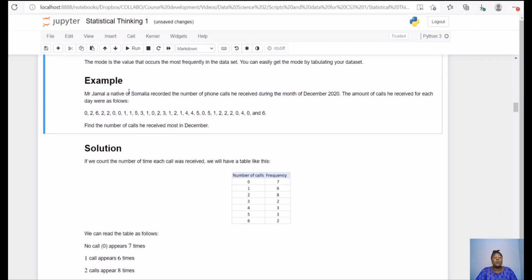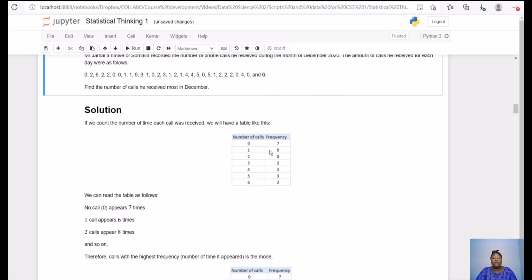An example is Mr. Jamal, a native of Somalia, who recorded the number of phone calls he received during the month of December 2020. The number of calls he received for each day were as follows. These are the number of calls that he received. We want to find the number of calls he received most in December. We could put it in a tabular form.